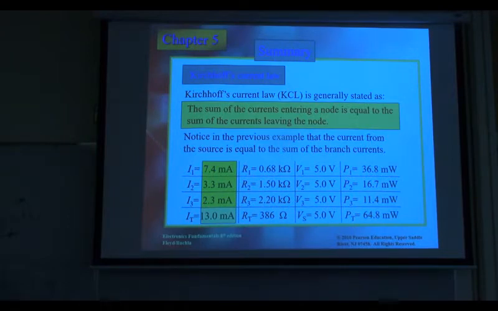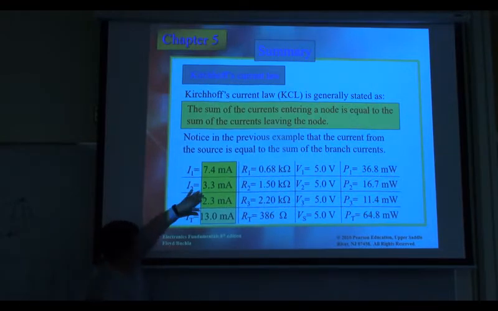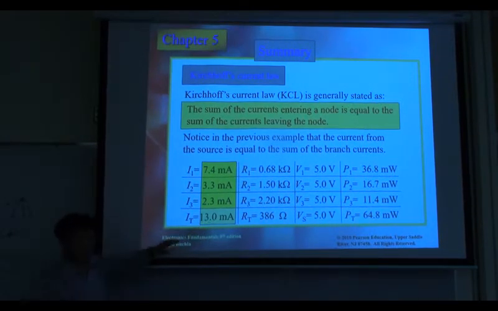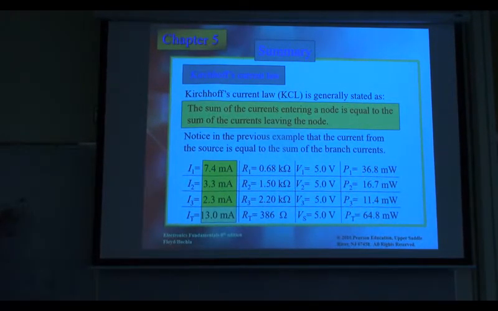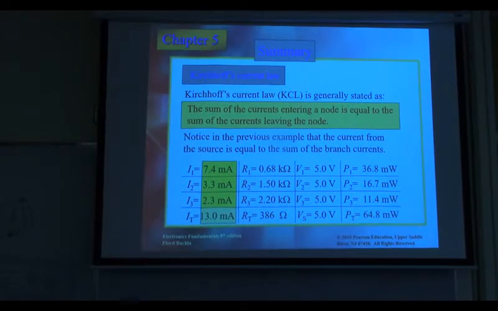So this one is in, right? Yeah. This one is out, out, out. So all the currents, I1, I2, and I3, are out. So this says the sum of the out will be equal to the sum of the in. This plus this one will be equal to this one. Does it make sense?